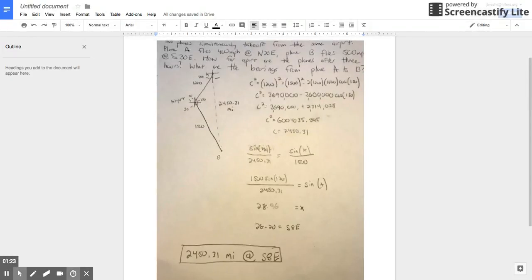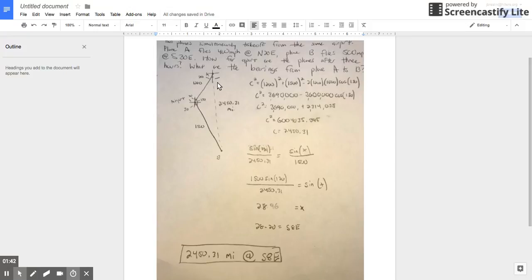Now we have enough information for the law of cosines. We have a side and an embedded angle, so we plug this into the law of cosines. This is the side we're solving for, C. After doing the law of cosines, we get this to come out to be 2450, and that's our distance from the two planes. We're still not done yet, though.